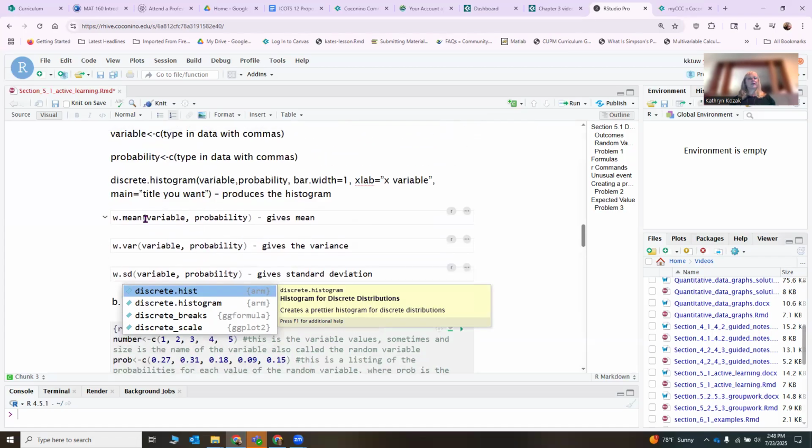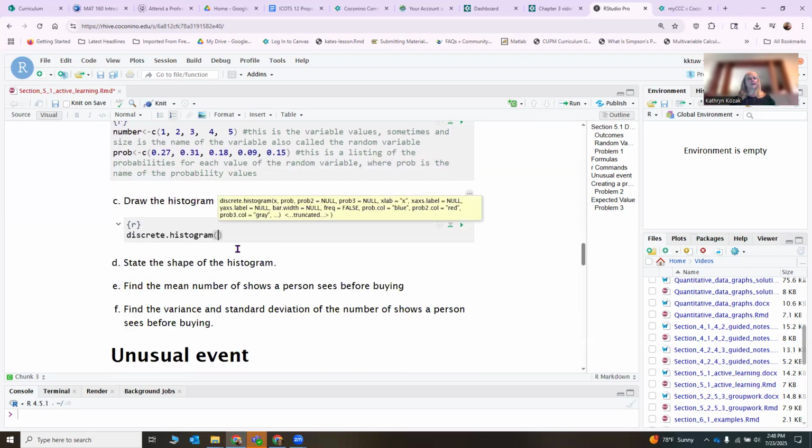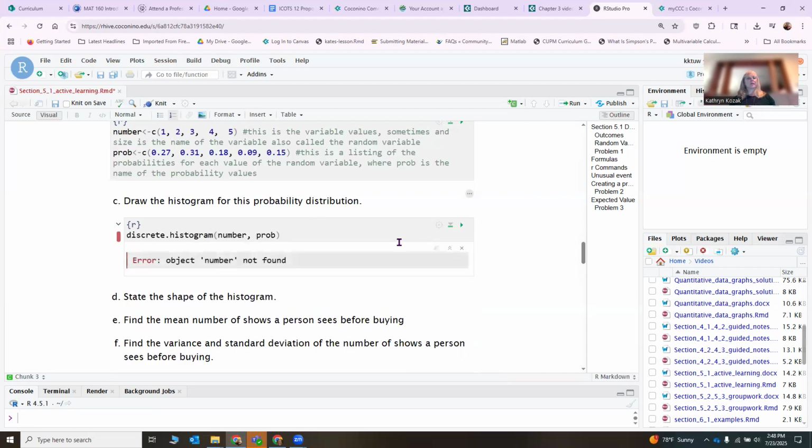And I believe it's discrete histogram. So we're going to do the discrete histogram. And then we need to first put in our random variable number, and then we need to put our probability, prob. And this actually will work just the way it is, it'll produce a graph.